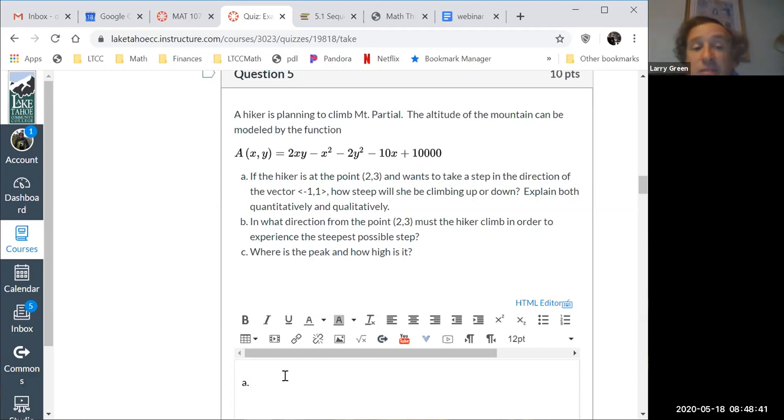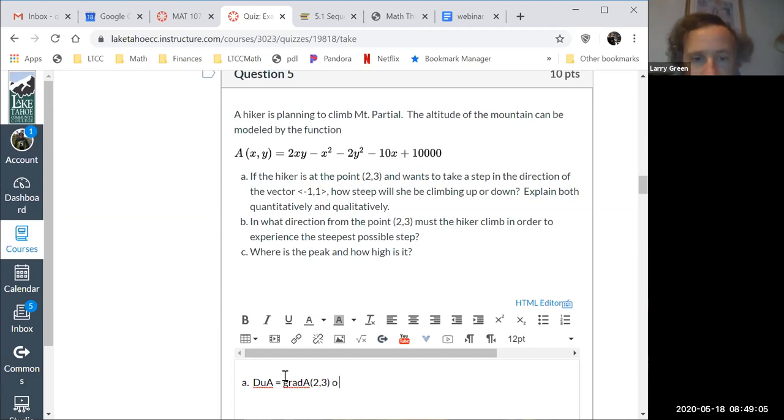Yeah, it's a directional derivative. So we are asked to find D_u of f, or sorry, of A in this case. And D_u of A is equal to the gradient of A at the point. And the point, by the way, was 2, 3.